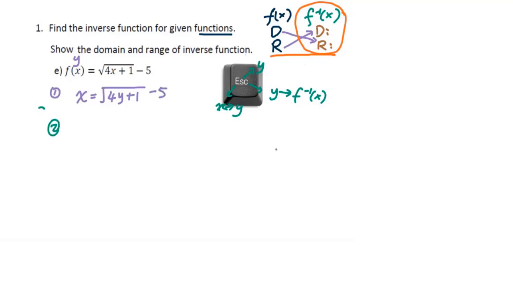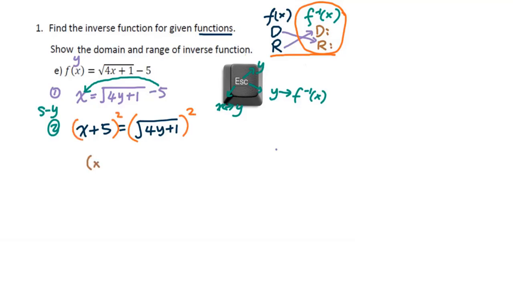Then we solve for y. We know this is a square root equation, so we isolate it. We add 5 to both sides. We get x plus 5 equals the square root of 4y plus 1. Then we square both sides. You will get (x + 5) squared equals 4y plus 1.